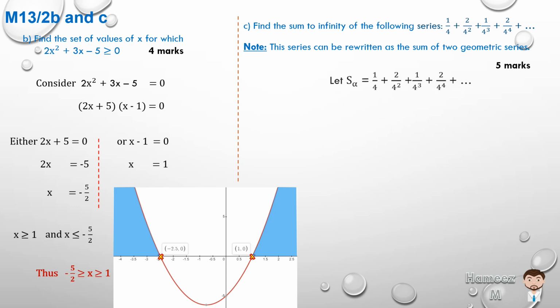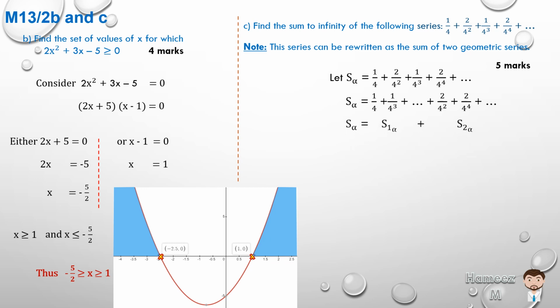So let S to infinity be equal to the series 1 over 4 plus 2 over 4 squared, continuing. And if we rearrange it, we can say the sum to infinity is 1 over 4 plus 1 over 4 cubed plus 1 over 4 to the 5th and so forth, plus 2 over 4 squared plus 2 over 4 to the 4th plus 2 over 4 to the 6th. So we can say the sum to infinity will be the sum of the first series plus the sum of the second series.